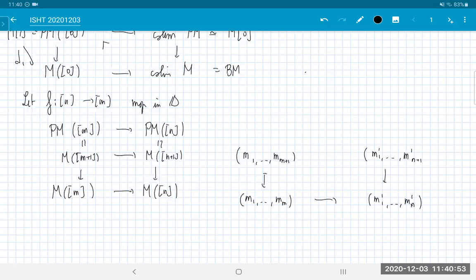What this map is doing is whatever it does on the first coordinates, but on the last coordinate, it's taking the product of all M_i for i greater than f of n. And so it's clear that in order for this to be a pullback, we have to be able to divide, because you want to reconstruct M_{n+1} from M'_{n+1}, which is from this product and these elements here.